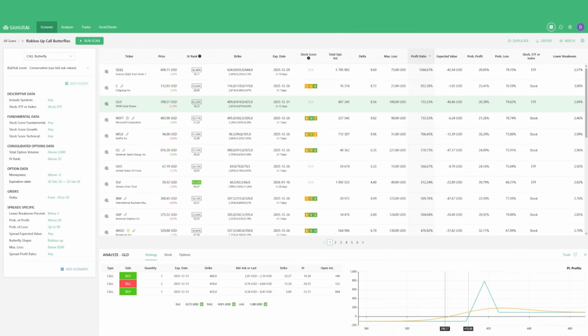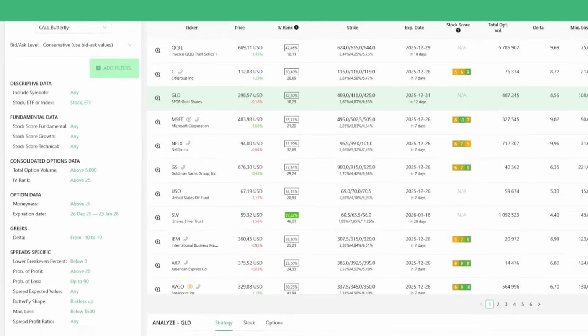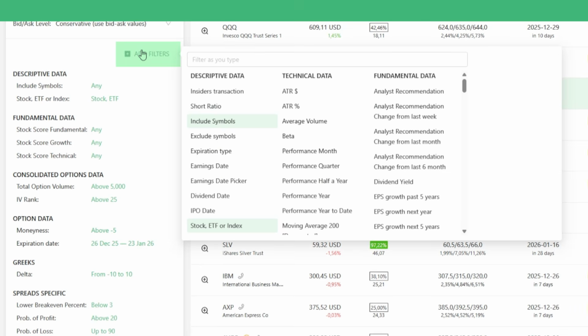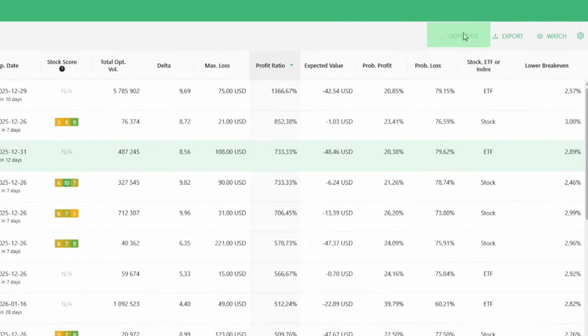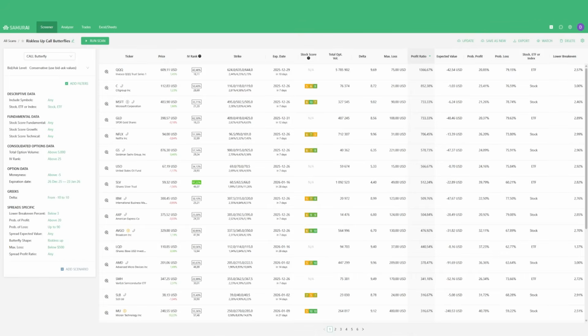If you like this strategy, you can also use the mirrored version for bearish markets. Or feel free to customize it. Add filters, tighten the criteria, change the expirations, whatever fits your style. Just remember to duplicate the predefined scan first, save your version, and make it your own.